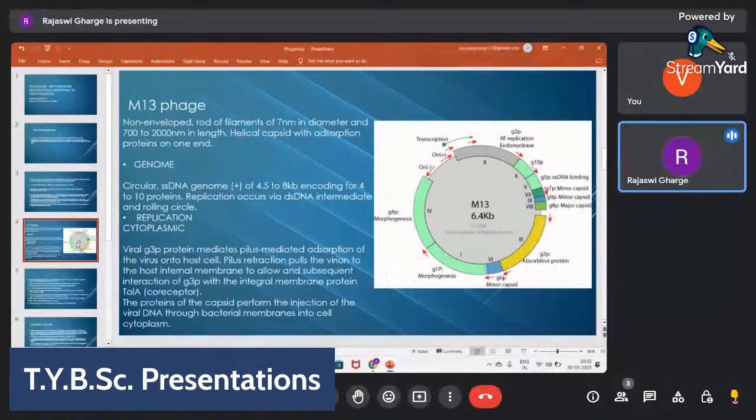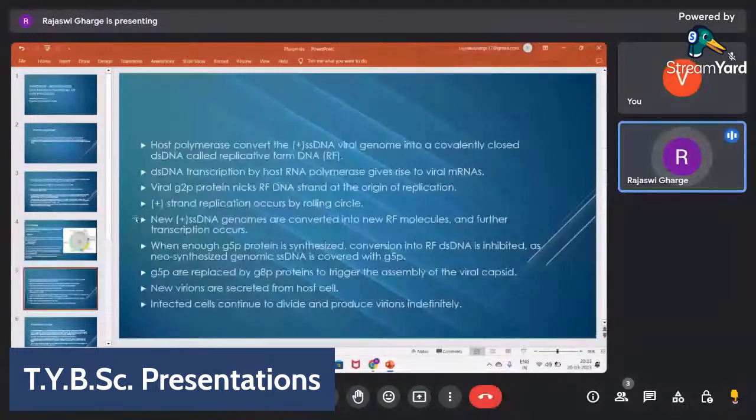Pilus retraction pulls the virion to the host inner membrane, allowing subsequent interaction of G3P with the inner membrane protein, which is a co-receptor. The proteins of the capsid perform the injection of the viral DNA through the bacterial membrane into the cell cytoplasm. The host polymerase converts the positive-sense single-stranded DNA viral genome into the covalently closed double-stranded DNA called the replicative form of DNA, or RF DNA.